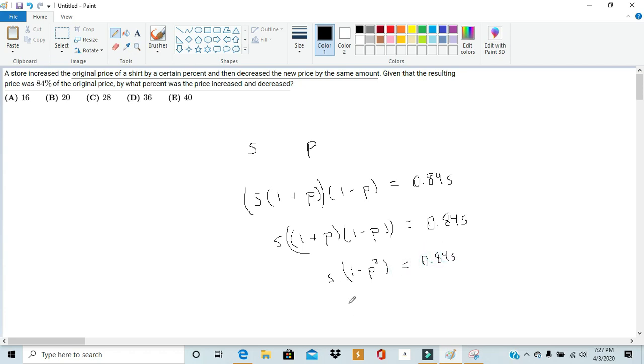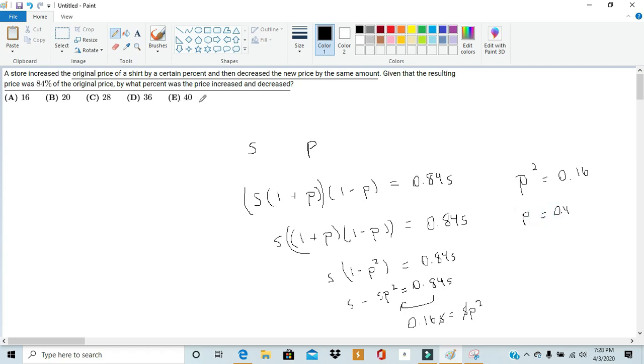Now if we FOIL this out again, we get S minus S P squared would give us 0.84 S. Well, bringing the 0.84 S to the other side and subtracting it from S, we get 0.16 S is equal to S P squared. Now we can just divide this by S on both sides. We get P squared is equal to 0.16. Taking the square root of that, we get P is equal to 0.4.